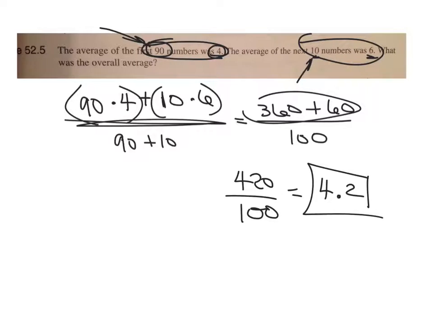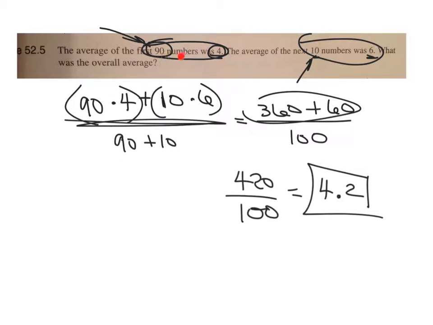So you take the average times how many numbers, multiply them. The average times how many numbers, multiply them. Add them together, divided by the number of numbers plus the number of numbers. Now the only thing that's going to be confusing probably is this denominator. Do I add 90 and 10 or 6 and 4? Well, you're adding the number of numbers. There are 90 numbers that we averaged and got 4. There were 10 numbers that we averaged and got 6.